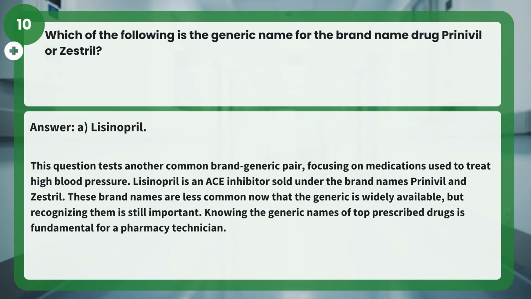Answer: A. Lisinopril. This question tests another common brand-generic pair, focusing on medications used to treat high blood pressure. Lisinopril is an ACE inhibitor sold under the brand names Prinivil and Zestril. These brand names are less common now that the generic is widely available, but recognizing them is still important. Knowing the generic names of top prescribed drugs is fundamental for a pharmacy technician.